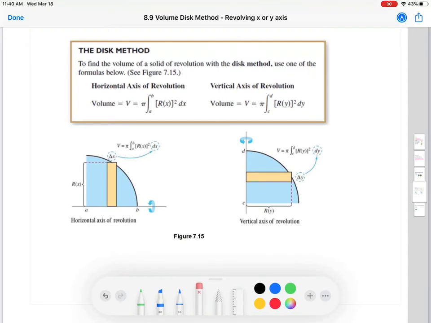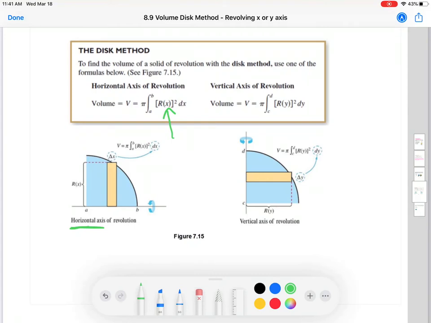But the formula setup is slightly different depending on whether we're horizontal or vertical. So if we're going to rotate around a horizontal axis of revolution, today that's going to be just the x-axis. So we're either doing x-axis or y-axis today. Anytime it says horizontal axis of revolution, we're rotating around the x-axis, and we have our functions in terms of x. That r of x is representing the radius of the disk we're looking at. You can kind of think of it as a cross section after revolution. So it is going to be a full circle.